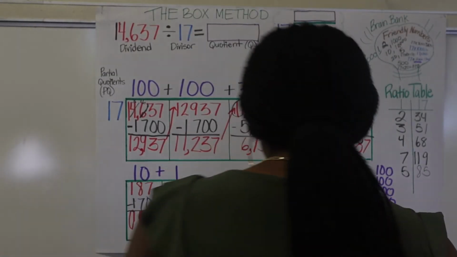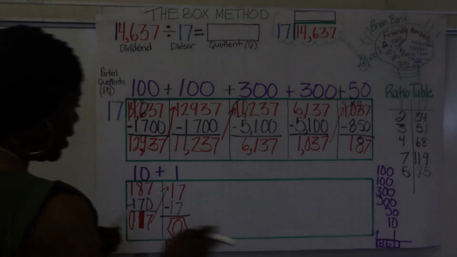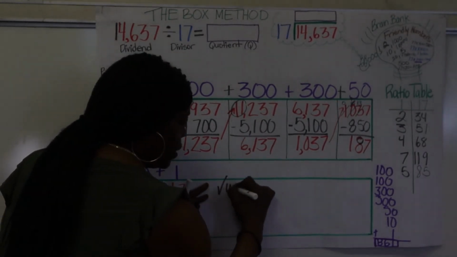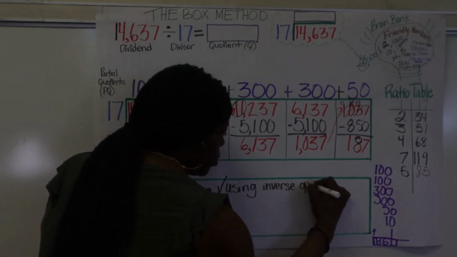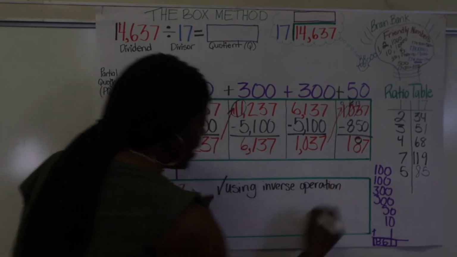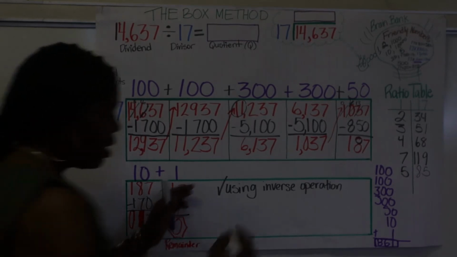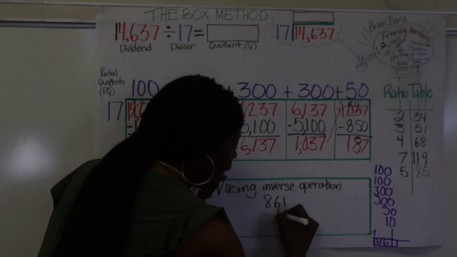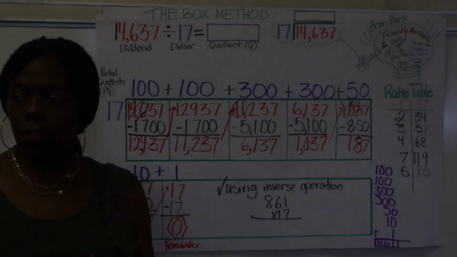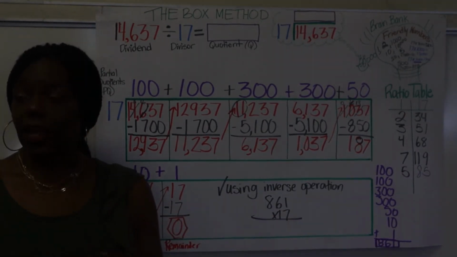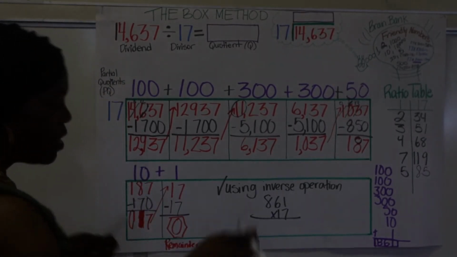What am I going to multiply? 17 times what? All right, so let's check using the inverse. What are we multiplying 17 times? All right, so 861 times 17. I don't know which method you use. What method could you have used? The regular algorithm? You could have used the area model, partial products. This is when you would use partial products, right? Yeah, so I'm going to use partial products.